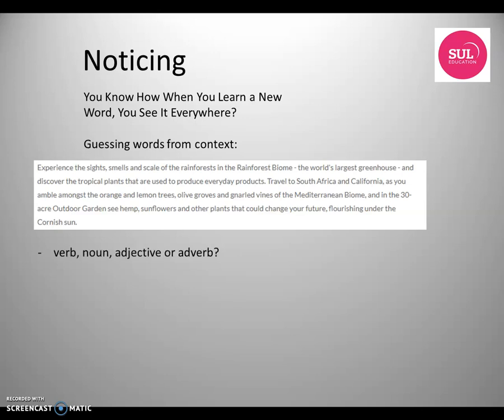Is it a verb, a noun, an adjective or an adverb? Well, as you amble amongst the orange trees, you've got subject followed by the word. I would guess that it's a verb. Which word is it connected to? It's connected to you, so it's something that you do. Is it positive, negative, or neutral? It's difficult to tell, but you're amongst orange and lemon trees. It's probably got a positive connotation, hasn't it?